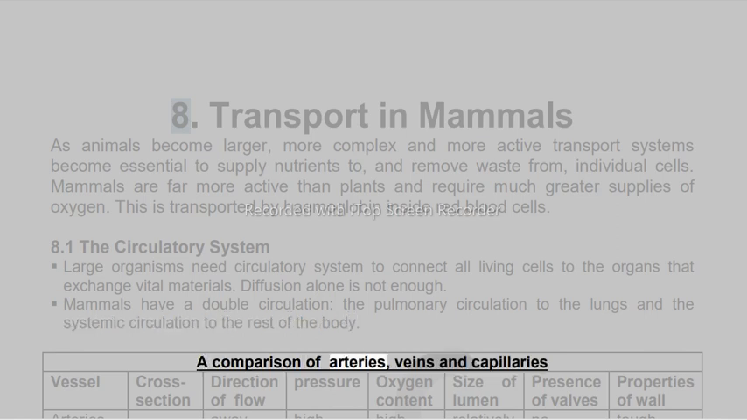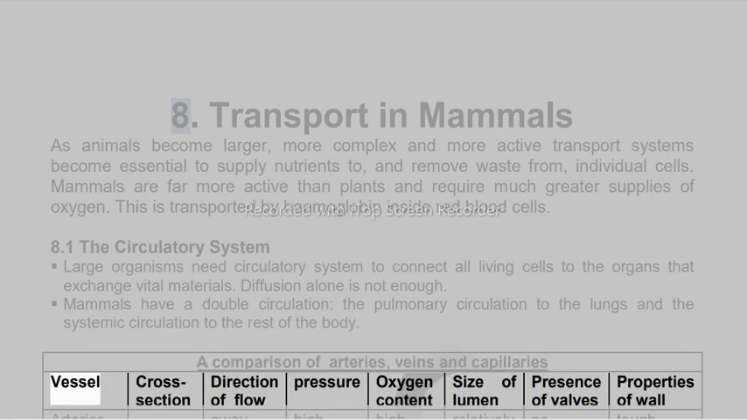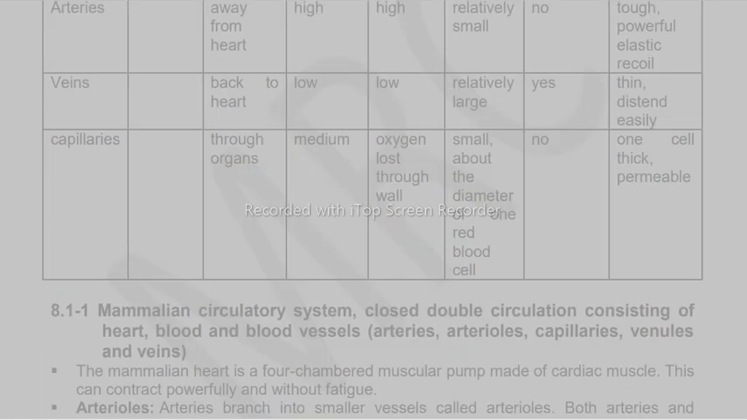A comparison of arteries, veins and capillaries: vessel cross-section, direction of flow, pressure, oxygen content, size of lumen, presence of valves, properties of wall. Arteries: away from heart, high pressure, relatively small lumen, no valves, tough, powerful elastic recoil. Veins: back to heart, low pressure, relatively large lumen, valves present, thin, distend easily. Capillaries: through organs, medium pressure, oxygen lost through wall, small, about the diameter of one red blood cell, no valves, one cell thick, permeable.